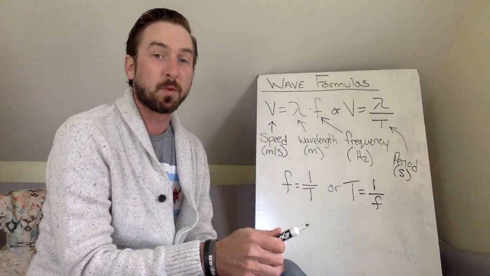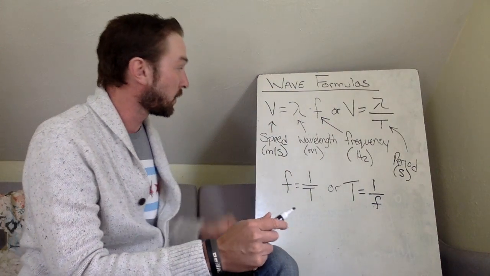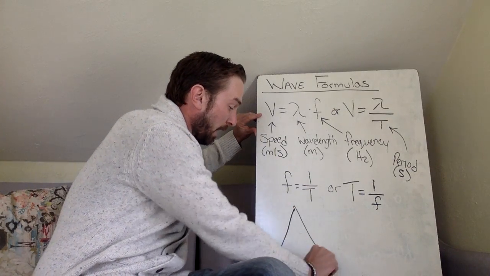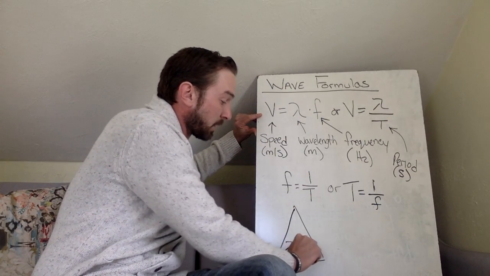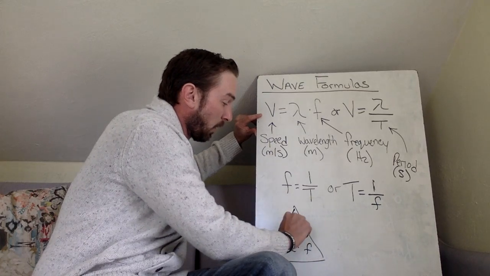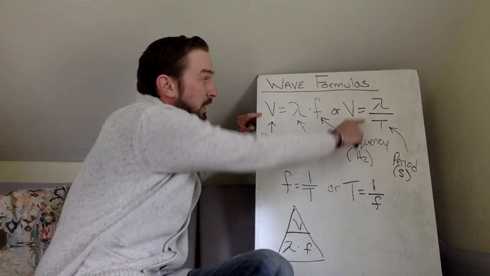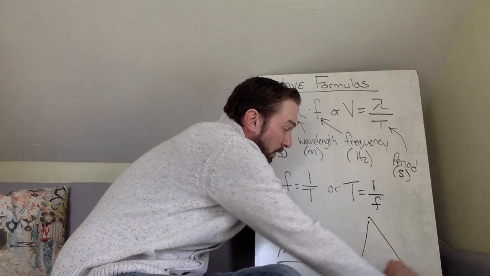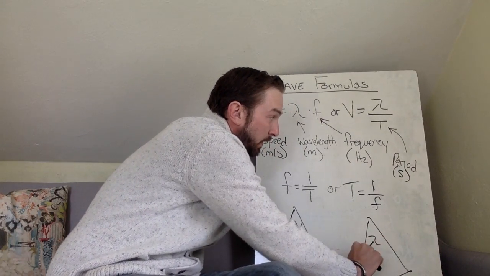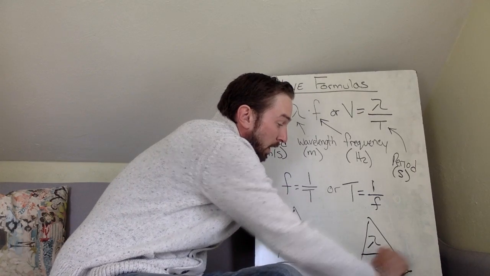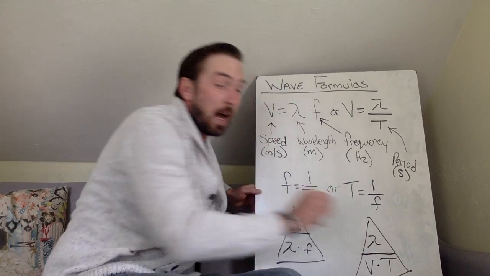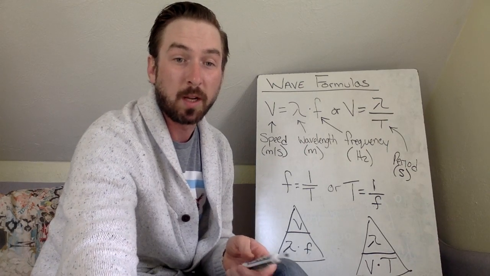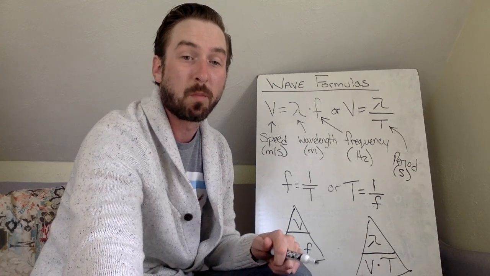I know some of you really like using the triangle to help rearrange these equations. So our first triangle would have wavelength times frequency all over speed. And for this second equation, we would have the wavelength, lambda, divided by the period, and speed on the bottom. So I'm going to erase this really quick and I'll be right back with you so we can go over a practice problem.